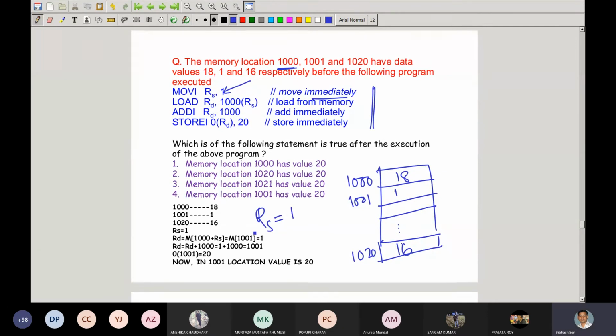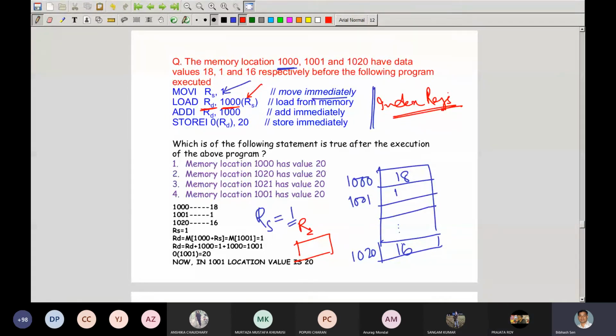1. So your register contains the value 1. Okay. Now load RD. Now one register RD. Load RD with 1000 plus the content of RS. The 1000 is the base address, RS is the index. So it is an index register mode, or not?